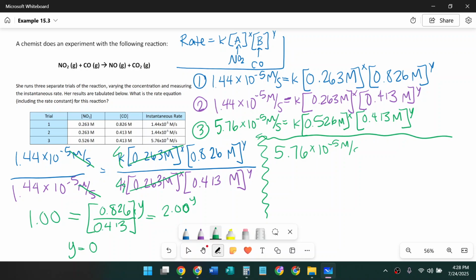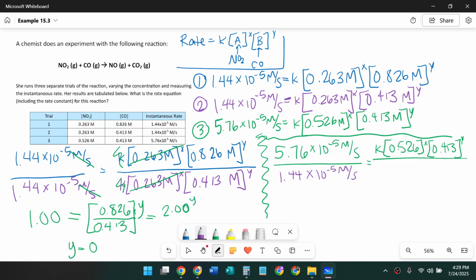All right, so there's 1. k 0.526 to the x. And then we're doing number 2 with that, so 1.44. I just realized I accidentally forgot to put my unit in the top one. Let me fix that.